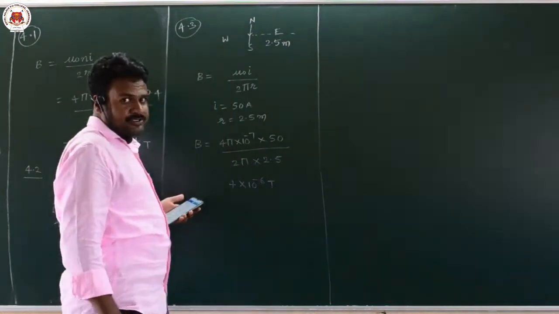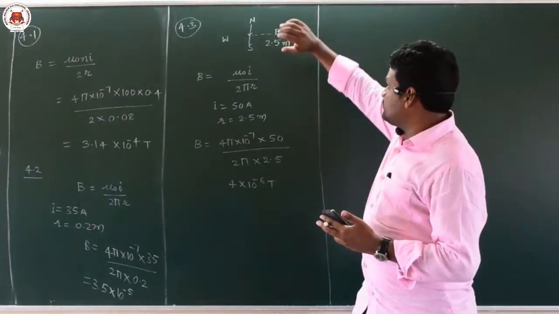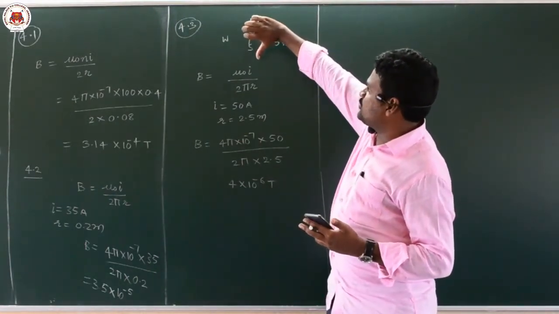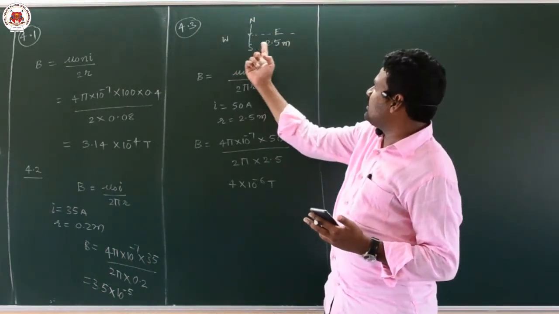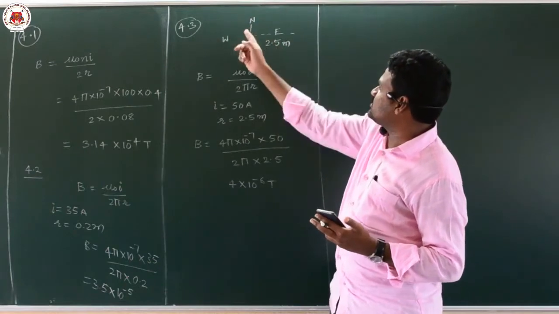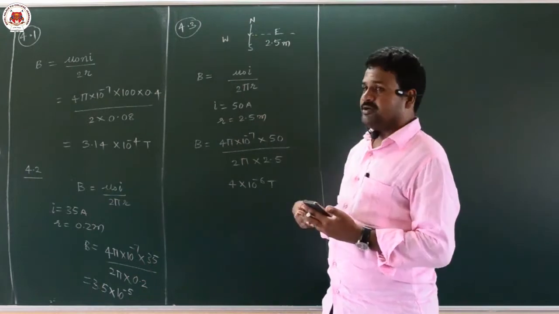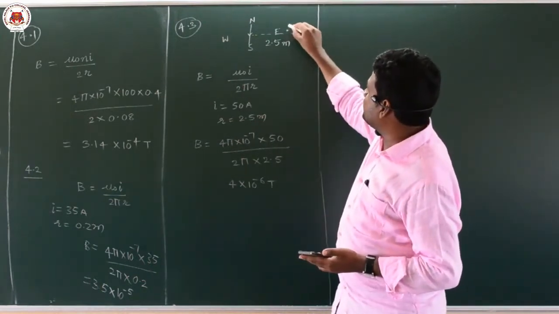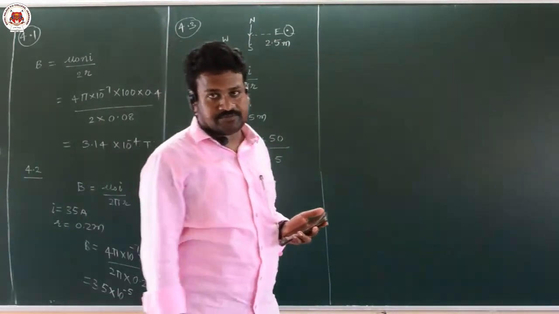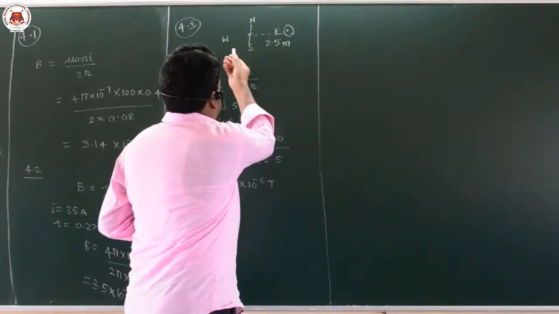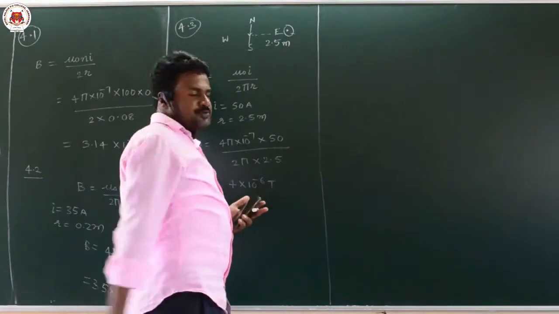But how to find direction? To find direction, you have to use the right hand palm rule. Hold the wire such that the thumb is pointing towards the direction of current, and the curled fingers give the direction of magnetic field. Here it is out, here it is in. So the magnetic field here is out of the plane of the board, or out of the plane of the paper. The fingers are coming towards you. So this is the answer.